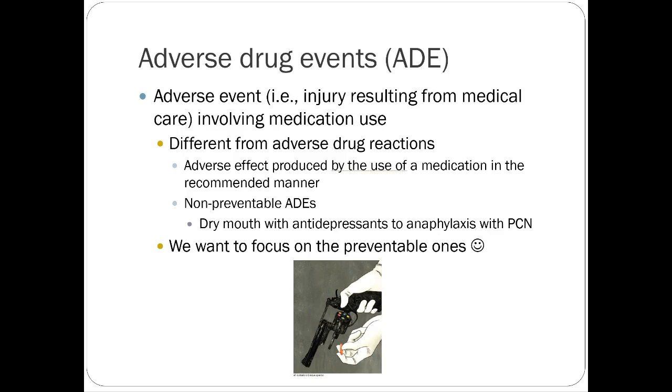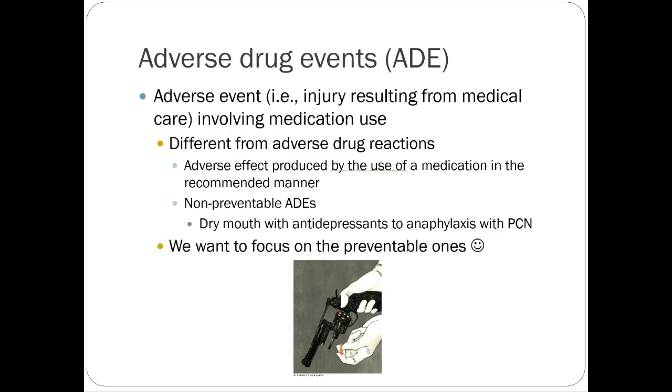All right, adverse drug events. So what's the definition of an adverse drug event and why do we care? Well, we've talked about these a lot throughout the course, and there's reactions and events. I think of an adverse drug event as an adverse effect produced by the use of medication in the recommended manner. So there's certainly preventable and non-preventable situations here. I think of a non-preventable adverse drug event as somebody with either a minor side effect like dry mouth from something anticholinergic like an antidepressant, or if they get anaphylaxis to penicillin.